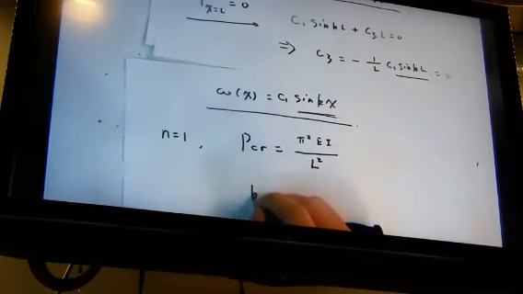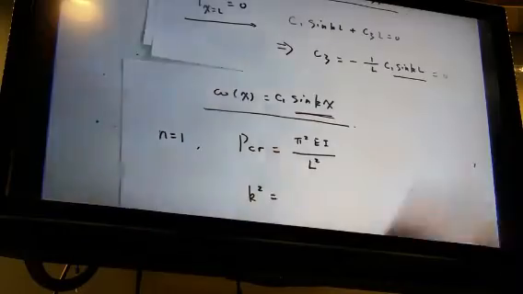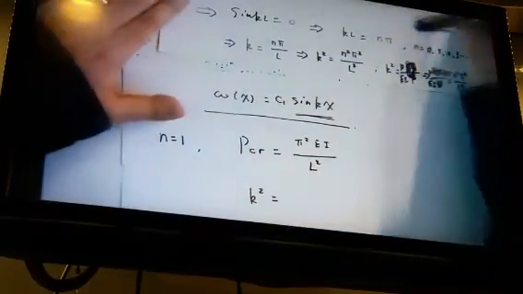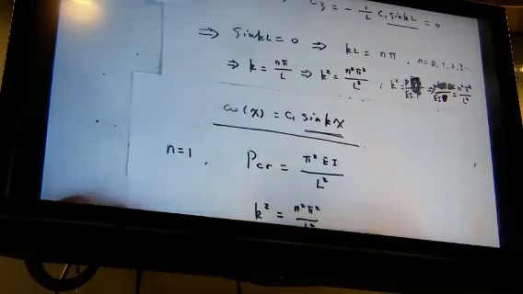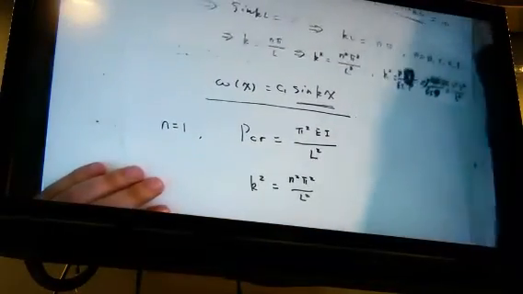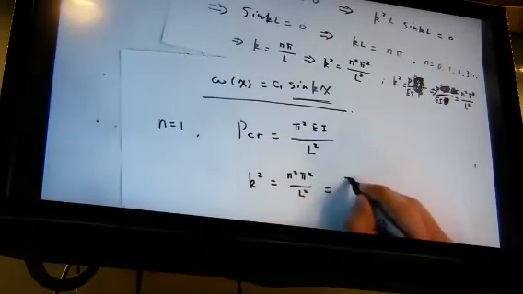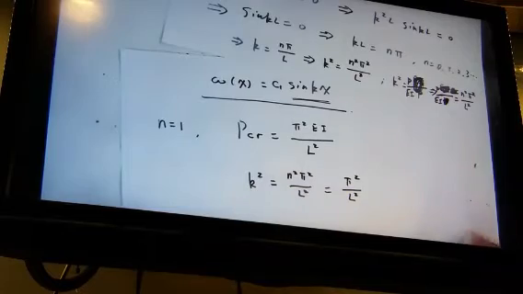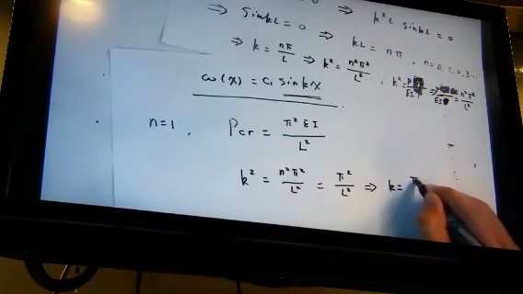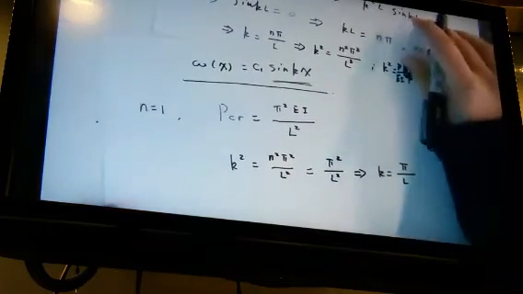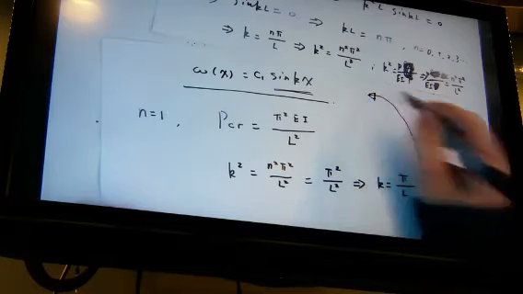And at this point, we derive K. K square equals n square pi square over L square, right? So when n equals 1, this equals pi square over L square. From this, you can get K equals pi over L. And then you give this K back to the equation for the deflection.